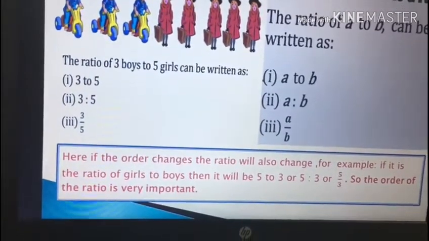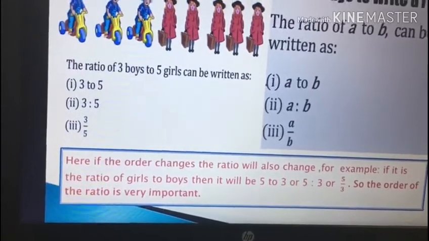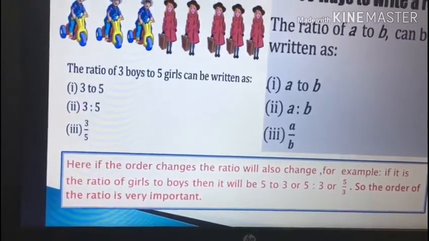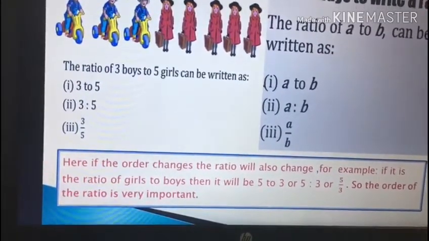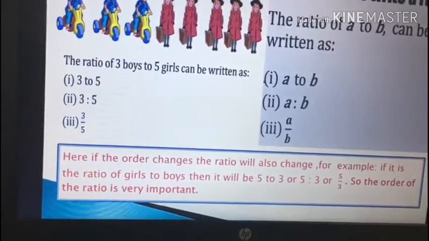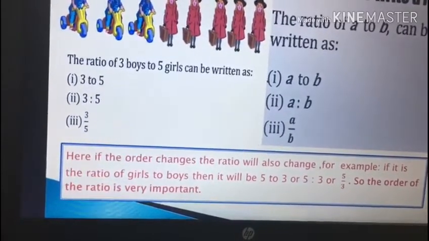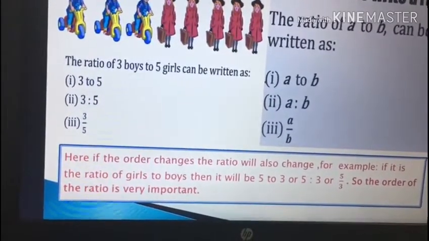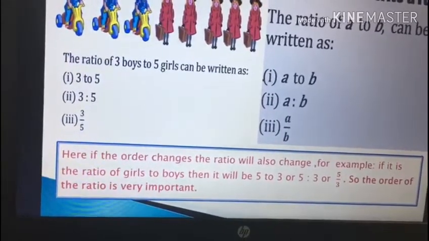But we have to find the ratio of boys to girls. So we have to write the number of boys first, then the number of girls, because we already studied that the order of the ratio is very important. So what is coming first? Boys, and the second one is girls. So what is the ratio?